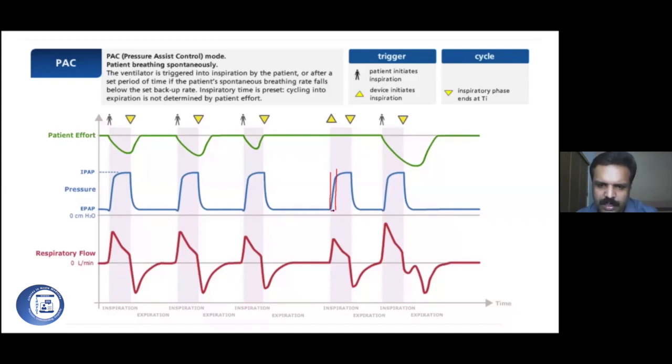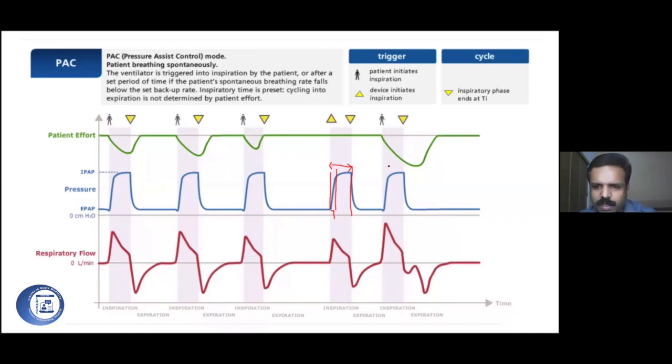Okay. So this is the rise time. And this is the point where the inspiration ends and the expiration starts. And here you have the TI. So this is the TI. And again, here this is the PAC mode.